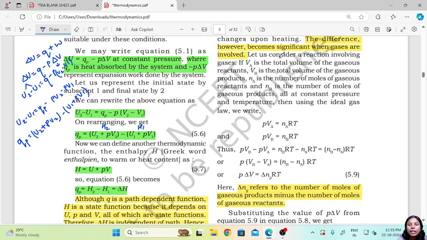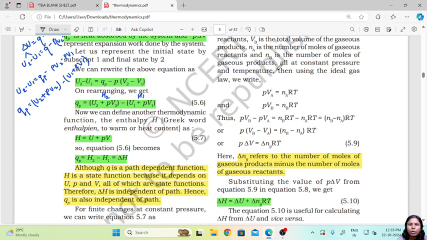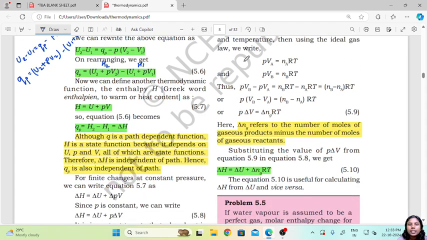involved. So now let us consider a reaction that involves gases. Say VA is the total volume of the gaseous reactants, VB is the total volume of the gaseous products, nA is the number of moles of gaseous reactants, and nB is the number of moles of the gaseous products. If we consider the pressure and temperature to be constant, then using the ideal gas equation, PV equals nRT, we can write separately for A, the reactant, and B: PVA equals nART and PVB equals nBRT.